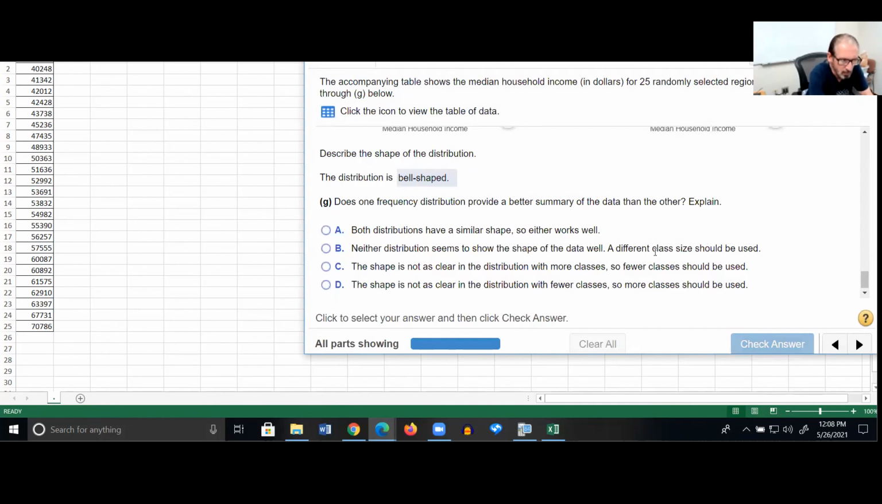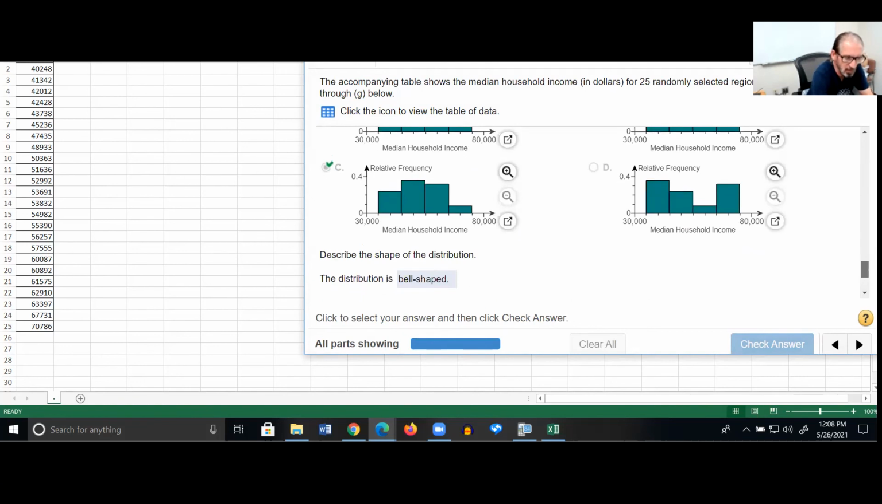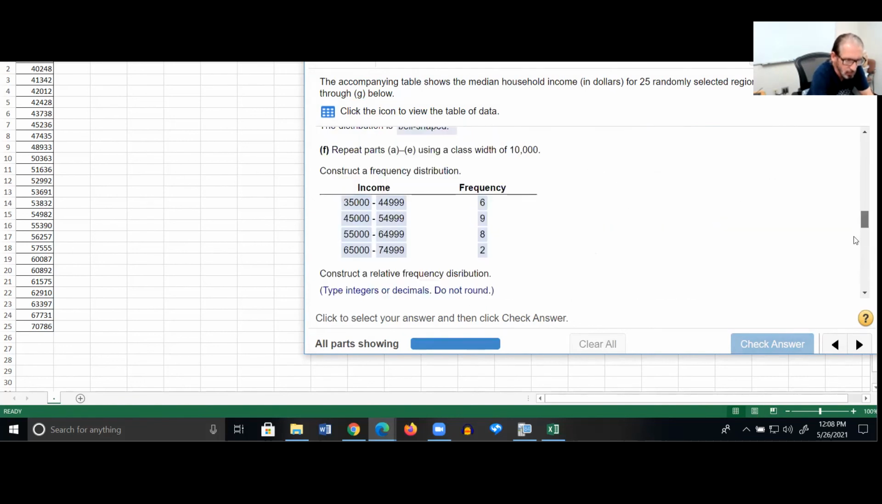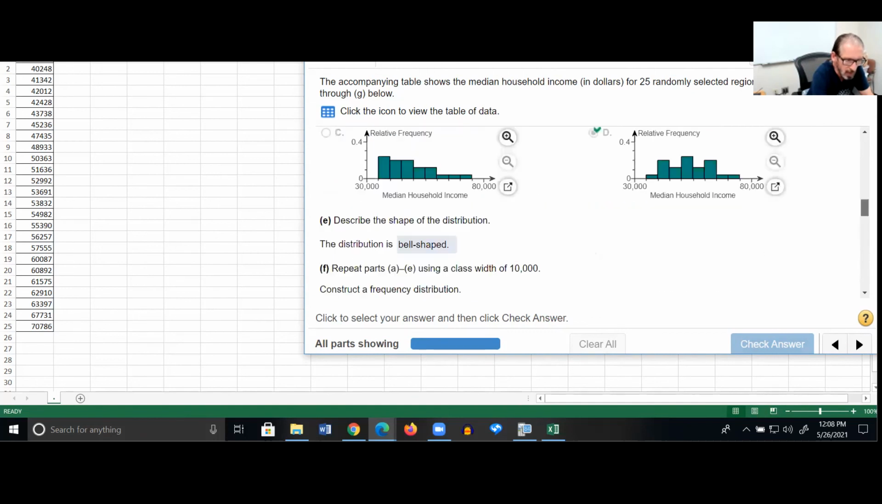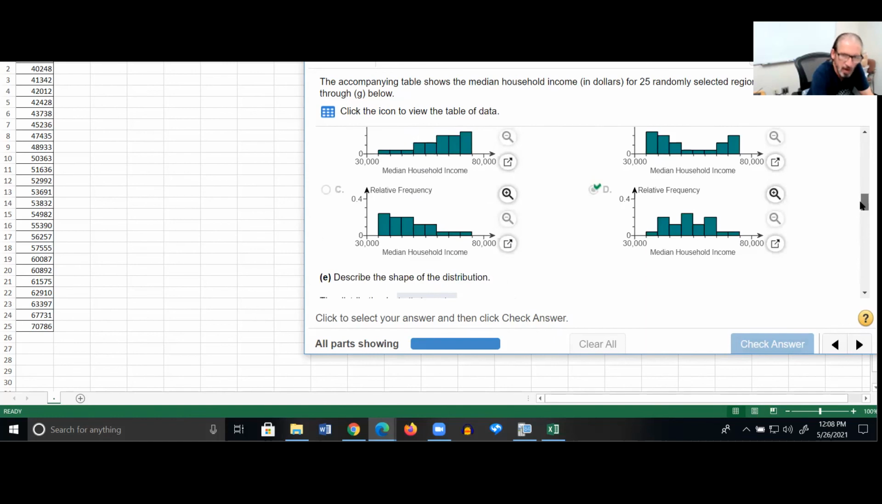So does one provide a better summary of the data than the other? Personally, I think only having four classes is too clumped together. However, the original, even though eight groups was enough, it's between 5 and 12 classes. I can't really tell what's going on here because it's going up, down, up, down, up, down.